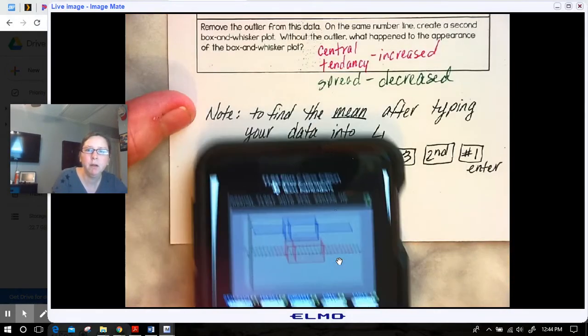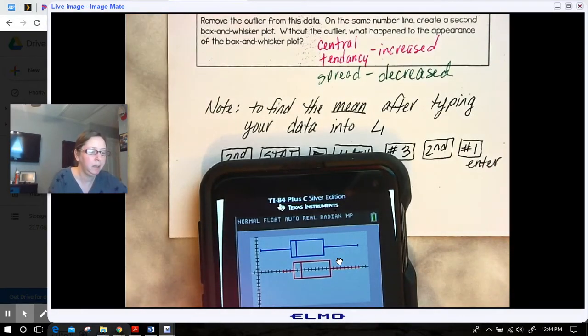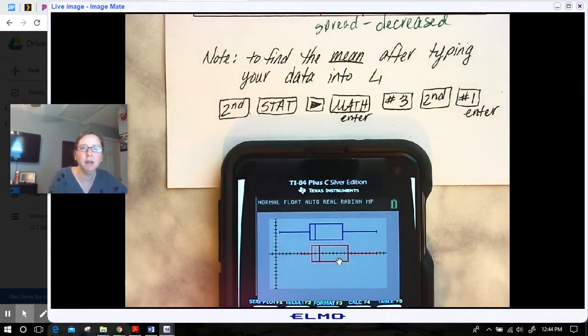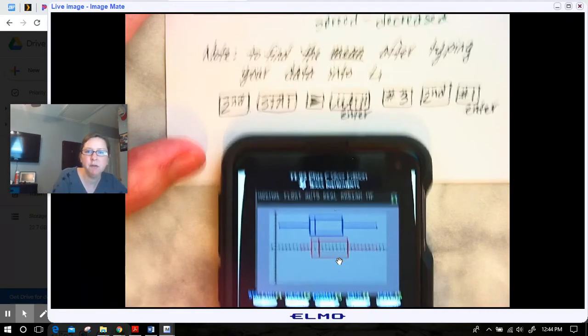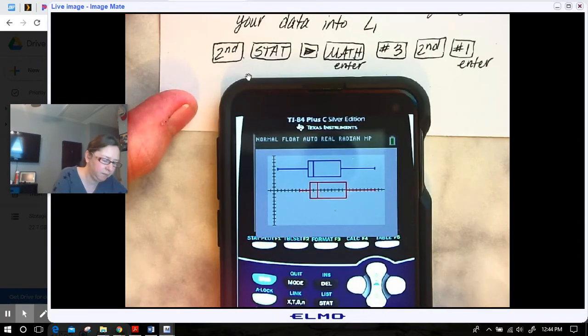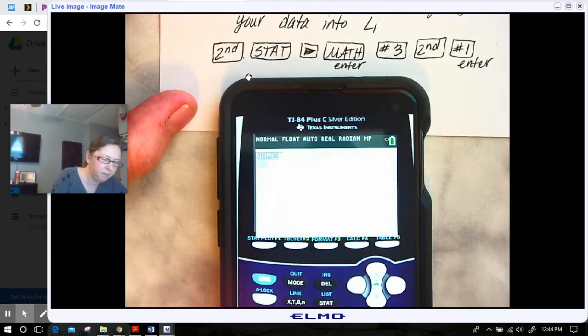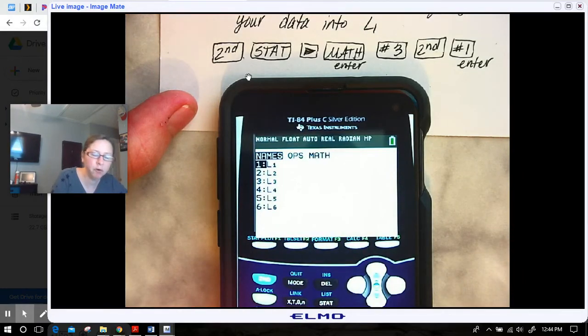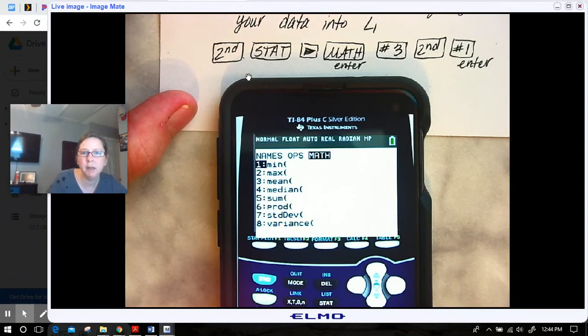Now, how do we find the mean? The mean is the one thing that was not included in my 5-number summary. So to find the mean or the average of the data, we're going to need to tell my calculator to give it to me. So let's go see where we do that. We're going to do second stat. I'm going to go over to math, over to, and then I'm going to hit enter.